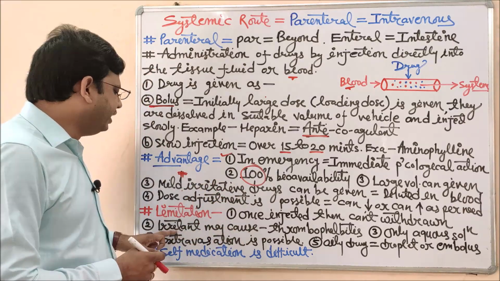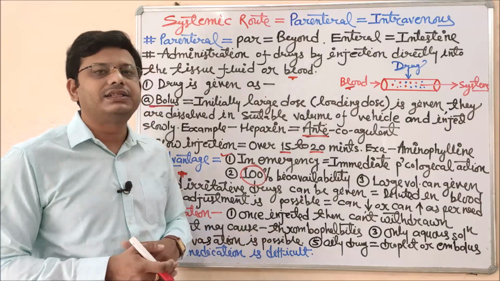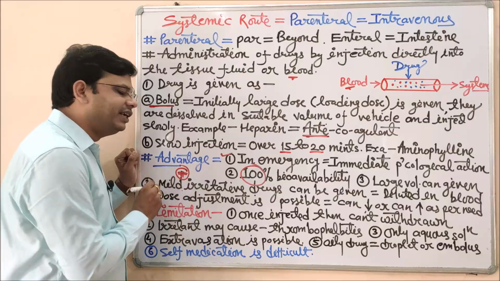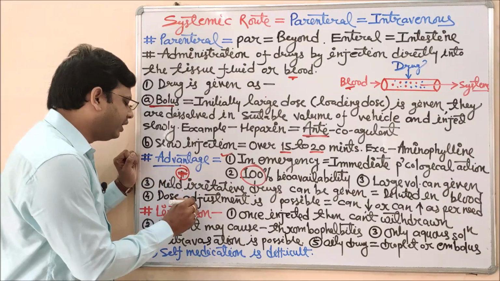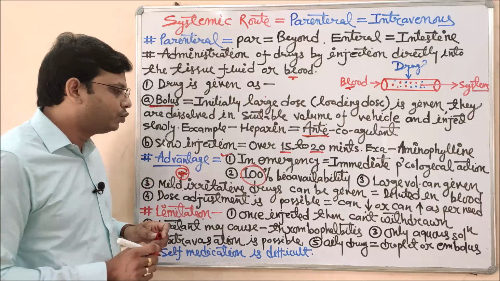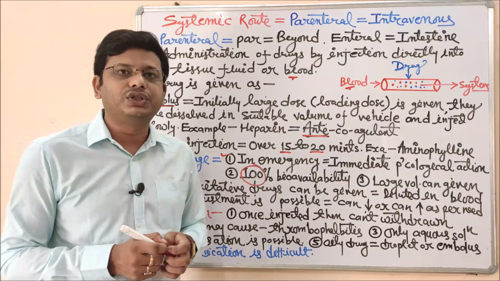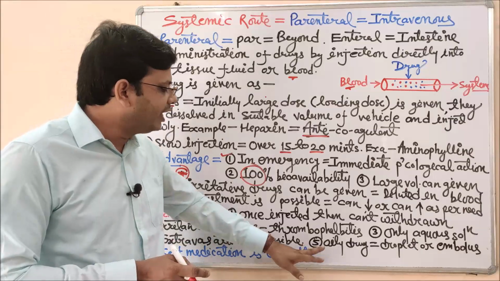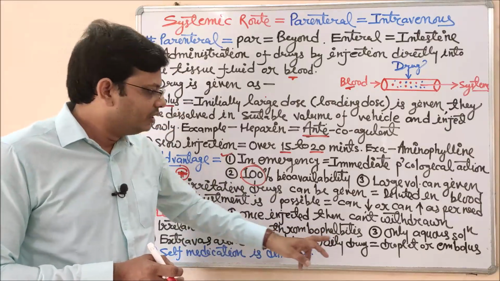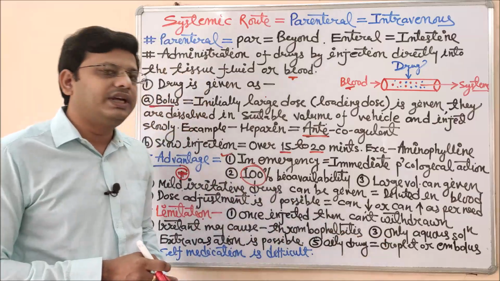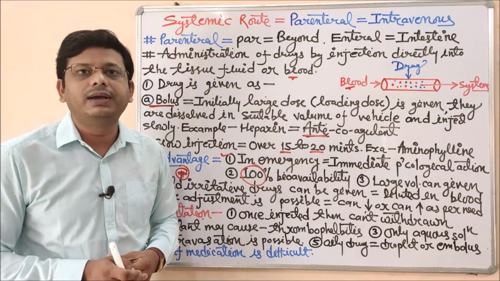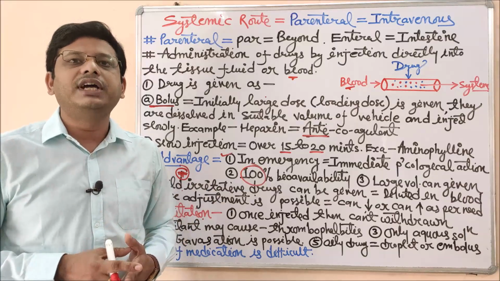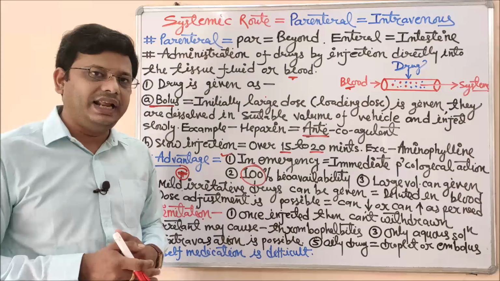Next, irritants may cause thrombophlebitis. Different drugs are irritant in nature. Let me clarify, this is about mild irritants, not exact irritants. In case of exact irritation, thrombophlebitis, that means clot formation inside the blood vessel, specifically in your leg, can be caused by this kind of drug. The second one: only aqueous solution can be given through intravenous. You cannot give oily suspension or oily dosage form by the intravenous route, because that may cause different problems like embolism.